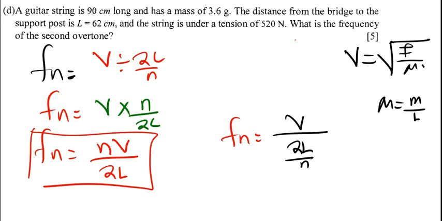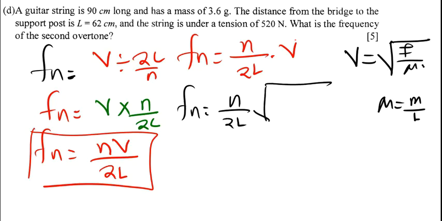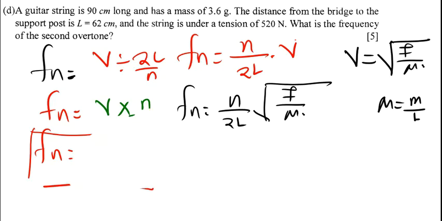So V is given by the square root of, I don't have V, but I have the tension force and also the mass and the length of the string of the guitar. So I can go ahead and say this Fn is going to be n divided by 2L times V, where V is the square root of the tension force divided by mu. Now let's go ahead and find mu.